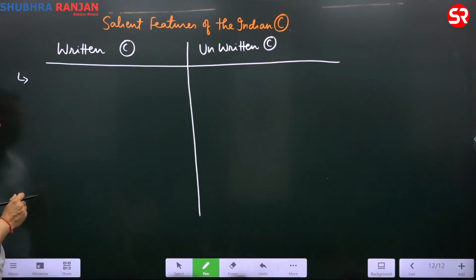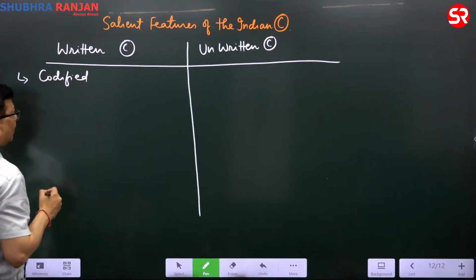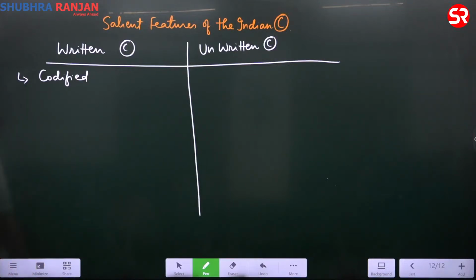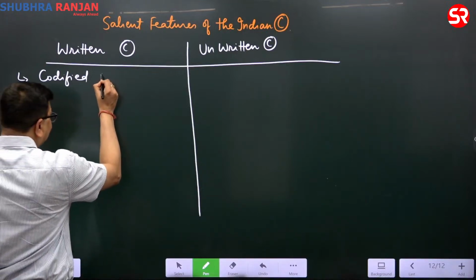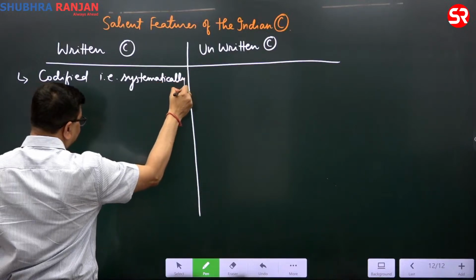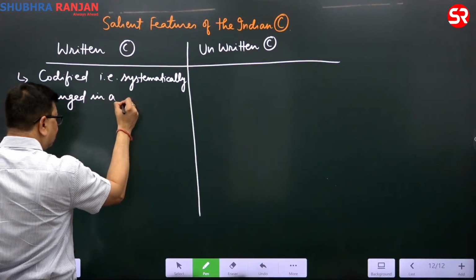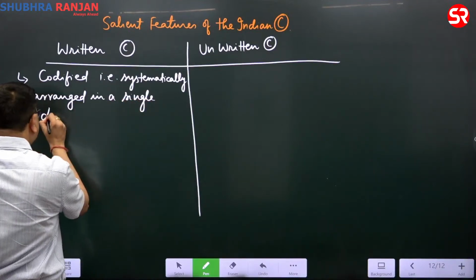A written constitution is that constitution, the provisions of which have been codified, that is, systematically arranged in a single document.